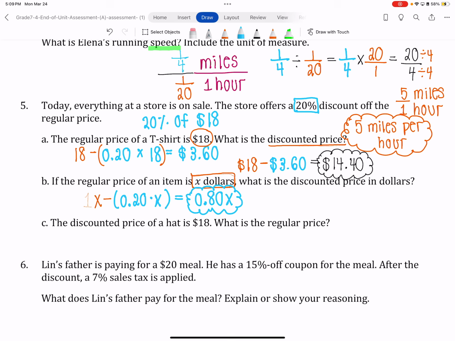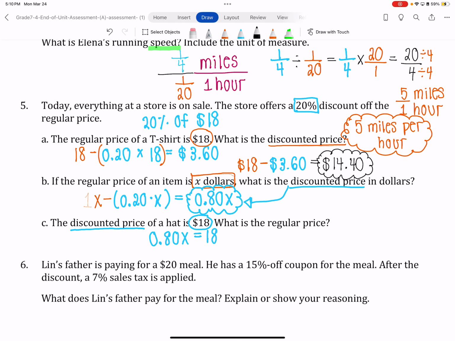Part C. The discounted price of a hat is $18. What is the regular price? Well, I already know that from part B, I can find a discounted price by doing 80% of X. If we set this equal to 18, because it says the discounted price is $18, and I already know I can find a discounted price with this expression here, that means that I can set 0.80x equal to 18 in order to solve for x.